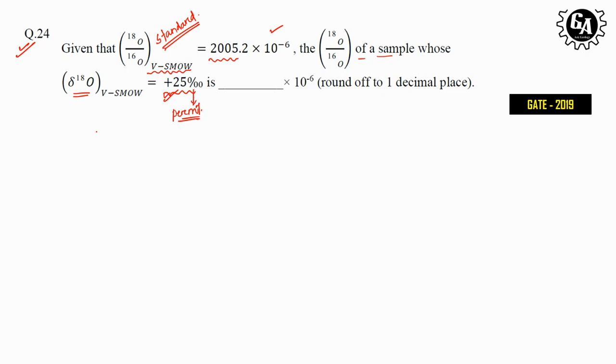So if I want to calculate this per mil, what will be per mil? This is 1 by 1000. So what will be the 18O by 16O of the sample, if the delta 18O value is given?